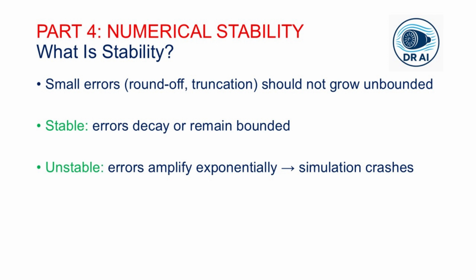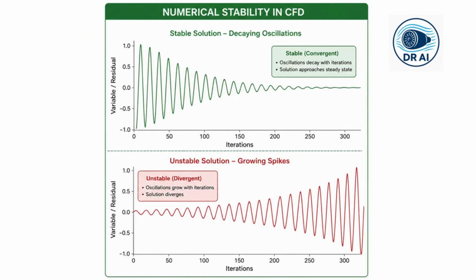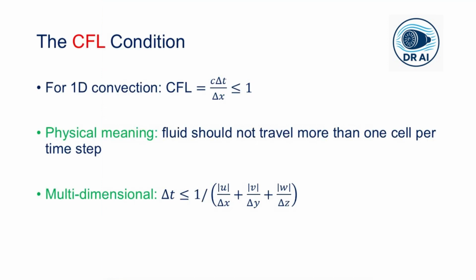In stable schemes, errors decay or at least remain bounded. In unstable schemes, on the other hand, the errors are amplified exponentially. So stability is a property of a numerical method combined with the problem, boundary conditions, grid, and time step. A scheme that is stable for one problem may be unstable for another.